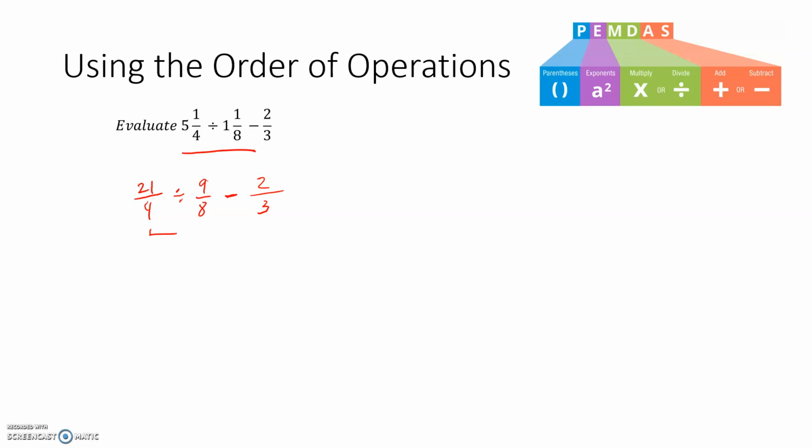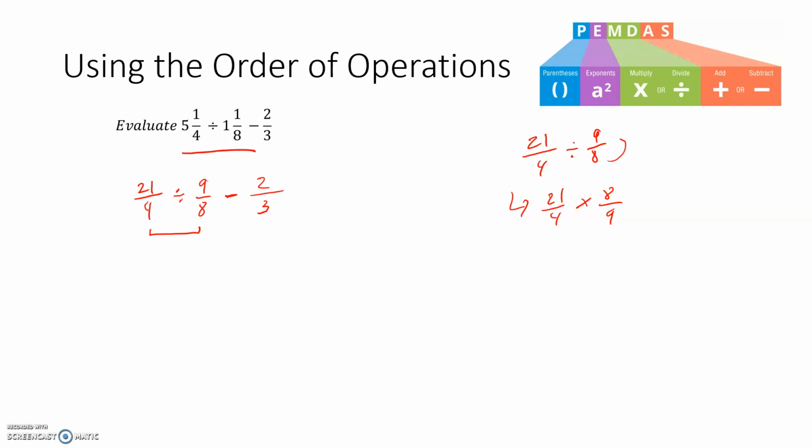All right, now I'm going to follow the order of operations. So the first thing we take care of is the 21/4 divided by 9/8. So I'm going to do it over here. 21/4 divided by 9/8. All right. Find the reciprocal of my divisor. So just flip them around. So it's 8/9. And then change the division to multiplication. All right, and cross cancel.